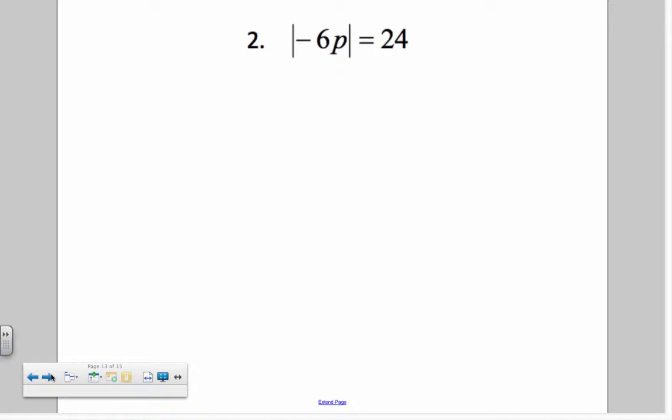Now remember that absolute value means the distance from 0, and distance cannot be negative. So whenever we plug in for p, we take the positive value when that p value is multiplied by negative 6.